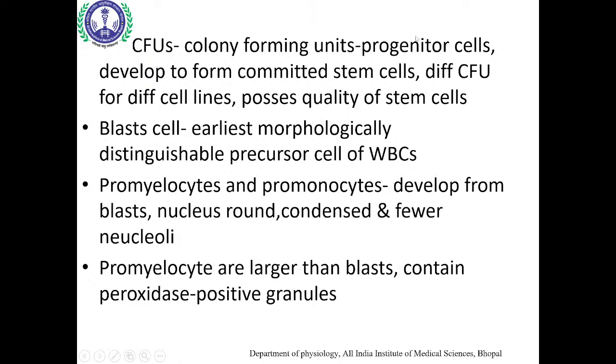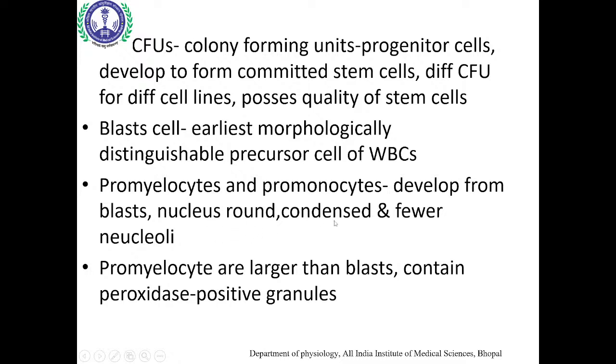So colony forming units are the progenitor cells and develop to form committed stem cells. Different colony forming units of different cell lines possess qualities of a stem cell. Further, they form the blast cell. As already discussed, these are the earliest morphologically distinguishable precursor cells of WBCs. Once these blast cells form, they will form only cells of a specific lineage. Then we have the promyelocytes and promonocytes which develop from blasts.